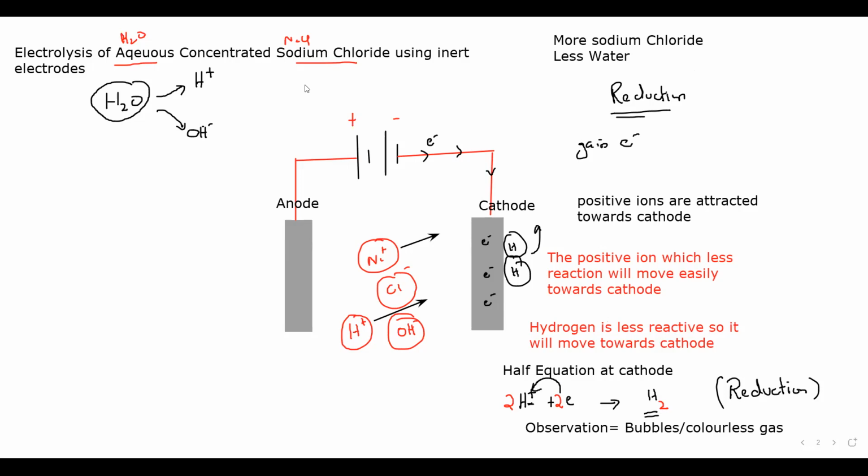Whenever you have two positive ions, in a molten substance we don't have to check reactivity, but in an aqueous substance we have to check the reactivity, because in aqueous substances we have two positive ions. So the positive ion which is less reactive will move easily towards the cathode.